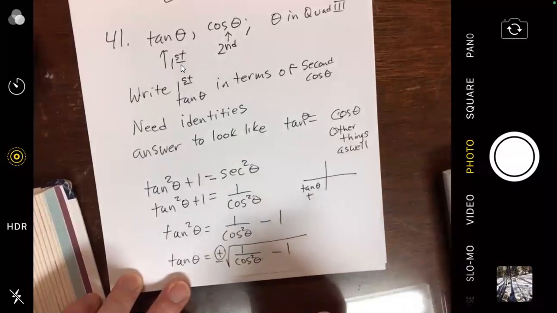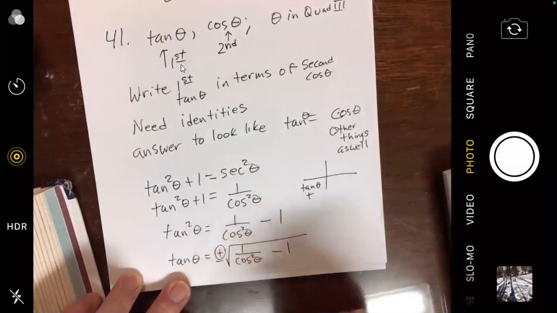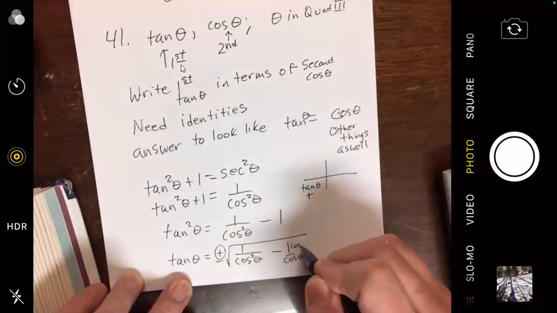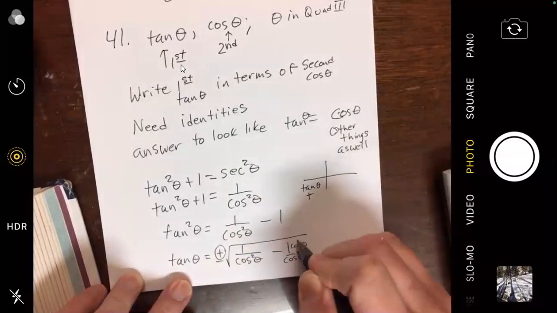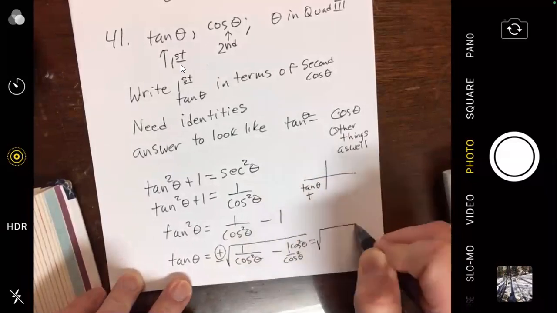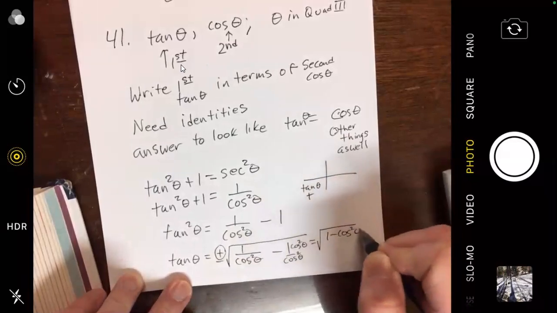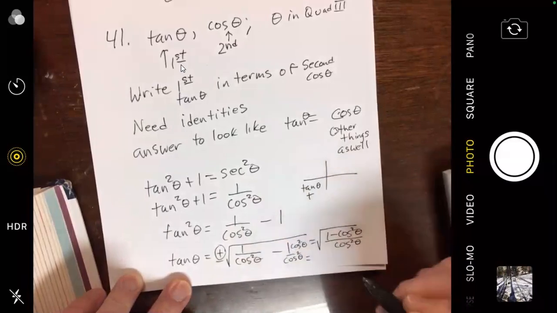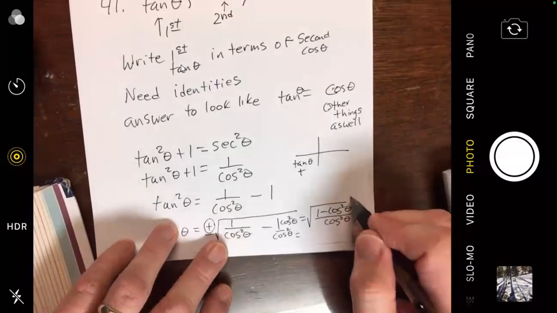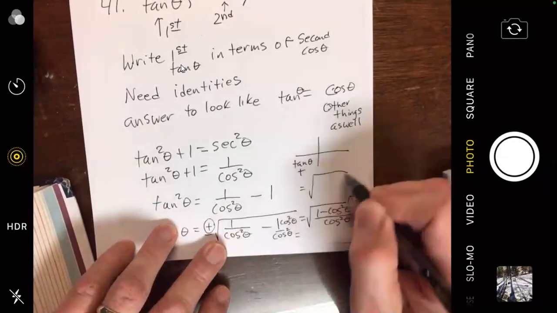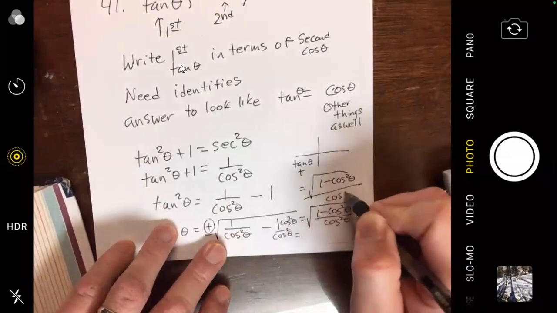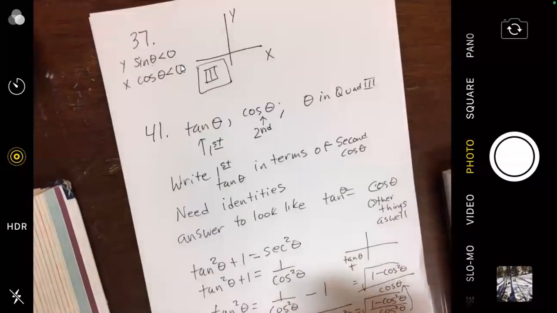Positive. Now the book more than likely will get a common denominator. You don't really have to do this. I need cosine squared, so it would be positive square root 1 minus cosine squared theta over cosine squared, which would be, I'm about to run out of room. I guess I'll come up here. 1 minus cosine squared theta over cosine. I can look that up.